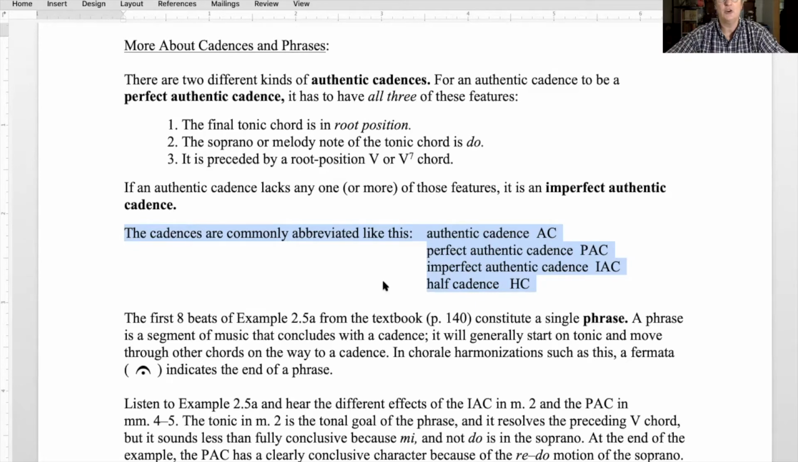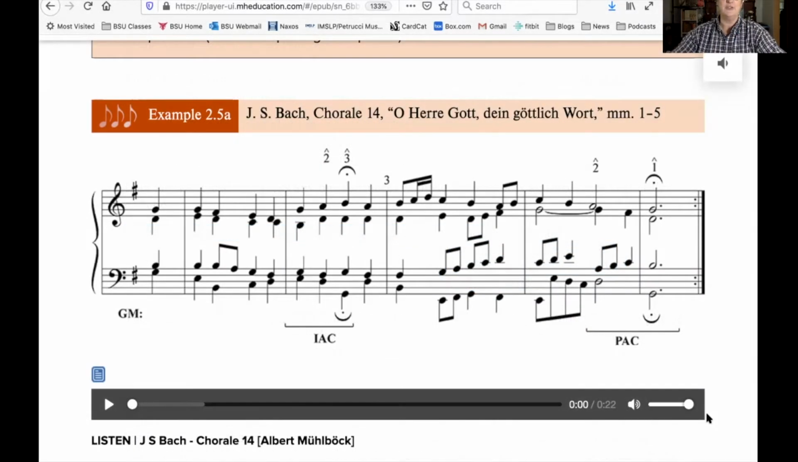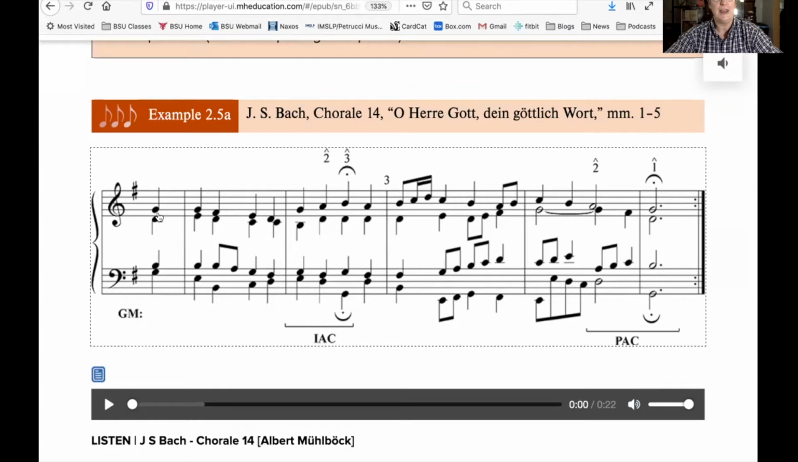Now, I'd like to turn to example 2.5a, which is on page 140 of your textbook. This is a Bach chorale harmonization, and it's in 2 phrases. The first 8 beats, going up to beat 3 of measure 2, constitute the first phrase, and then the rest of it is all another phrase.